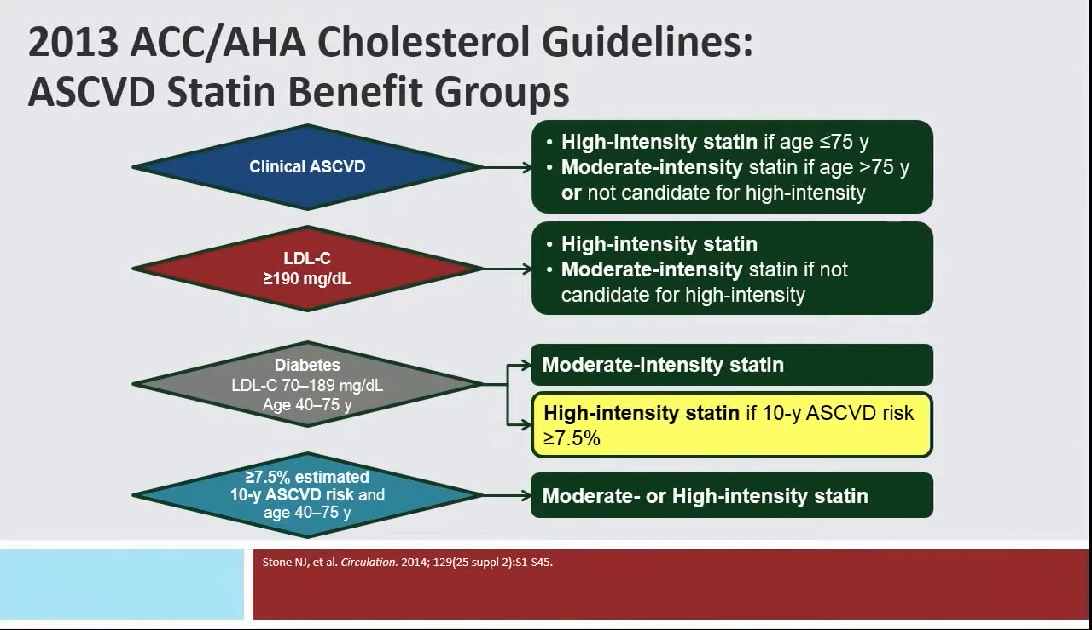Then, of course, the last group, group 4, is pure primary prevention. They are determined solely on the pooled cohort equation estimate of 10-year risk being more than 7.5%, and moderate or high-intensity statin could be your choices depending on age and other factors. So you all are familiar with that.